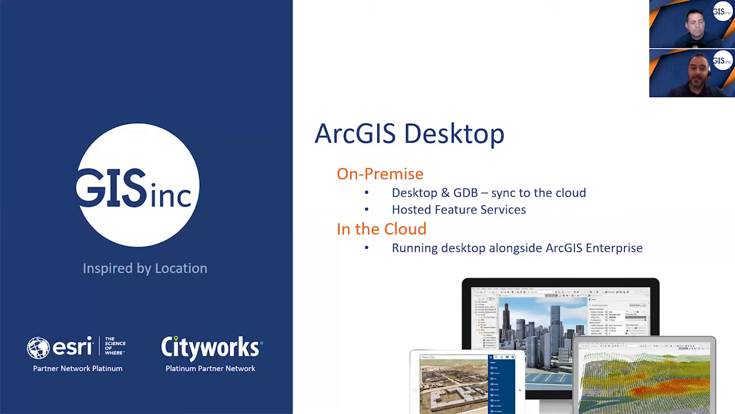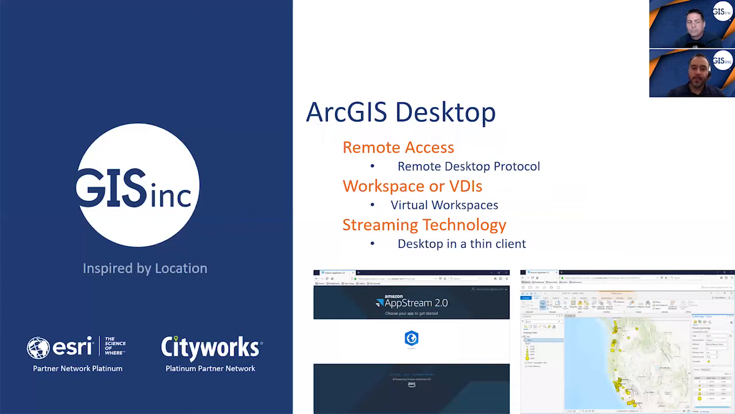Once we decide to take ArcGIS Desktop to the cloud, we have a few methods to consider. One of those is remote access. Now, this is installing ArcGIS Desktop or Pro in one of your servers and just RDPing into the box and using it that way. Another option we have is Workspaces or VDI, or virtual desktop infrastructure. And these are full-blown desktops in the cloud.